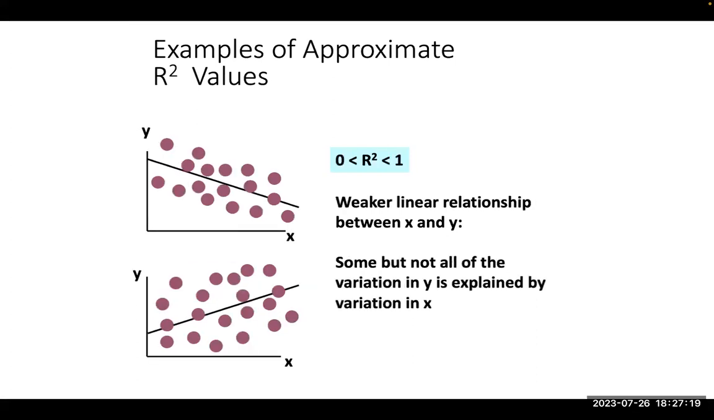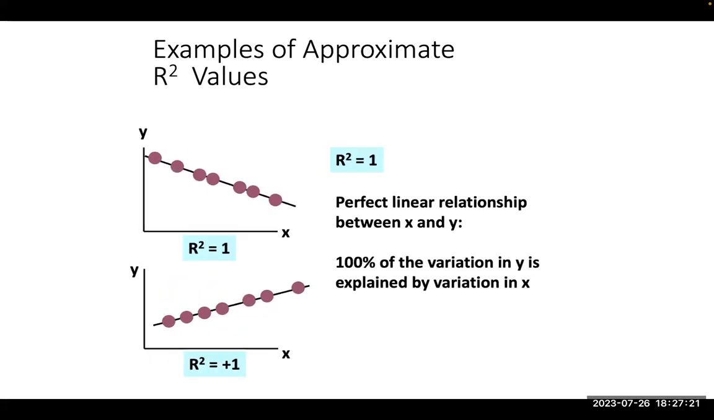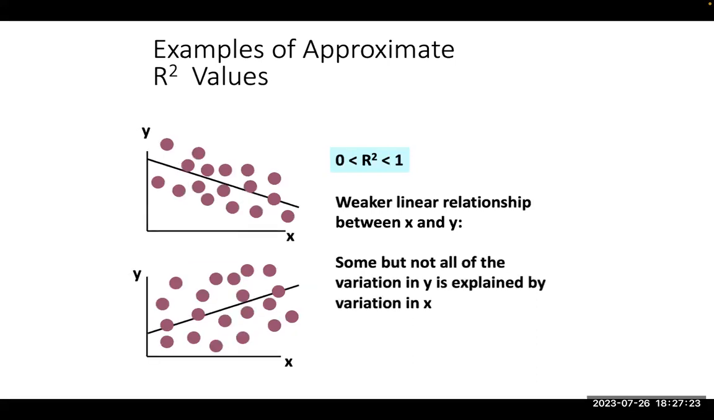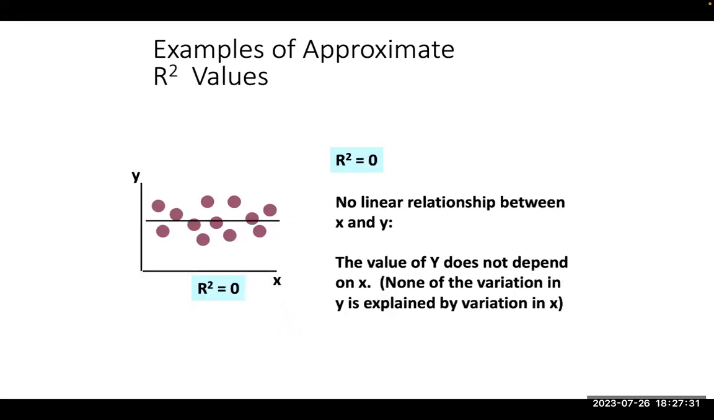Okay, good. An R squared of 1 means 100% of the variation in Y is explained by the variation in X. The weaker the relationship, the smaller the R squared. With no linear relationship, again, with regression we're testing against Y equals the mean of Y. So your null hypothesis is a flat line.